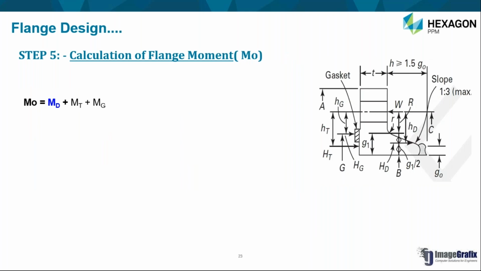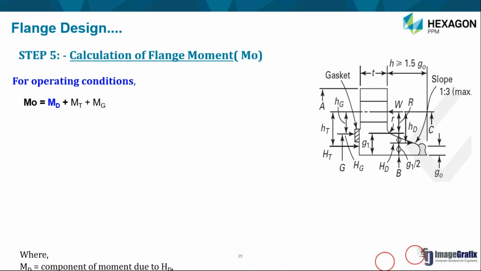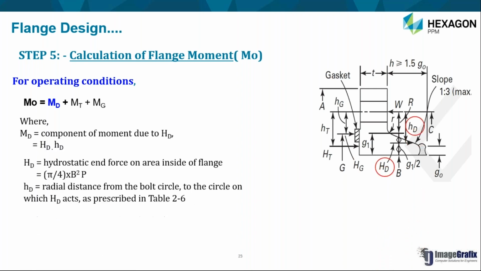So now, as we are done with the sizing of the bolt, the number of bolts and the bolt spacing, what will be the next target? The next target is to calculate the various moments. For the operating condition, there will be three different types of moments acting on any flange. These moments are MD, MT and MG.